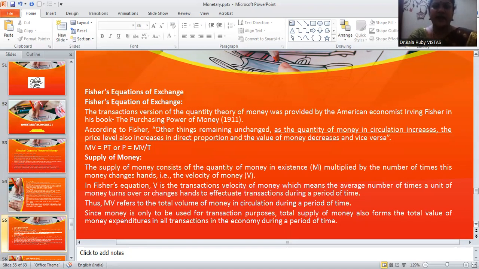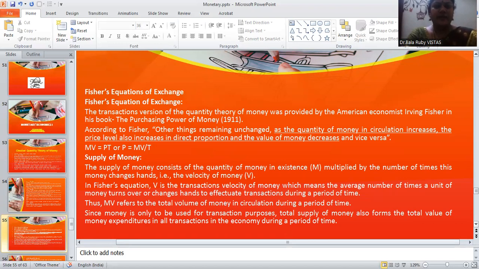So that is the direct relationship between the quantity of money in circulation as well as the price level. So that is the positive relationship or direct relationship, and the value of money reduces. So that is the negative relationship between the value of money and the quantity of money in circulation, and vice versa. So symbolically, we can say that MV is equal to PT.